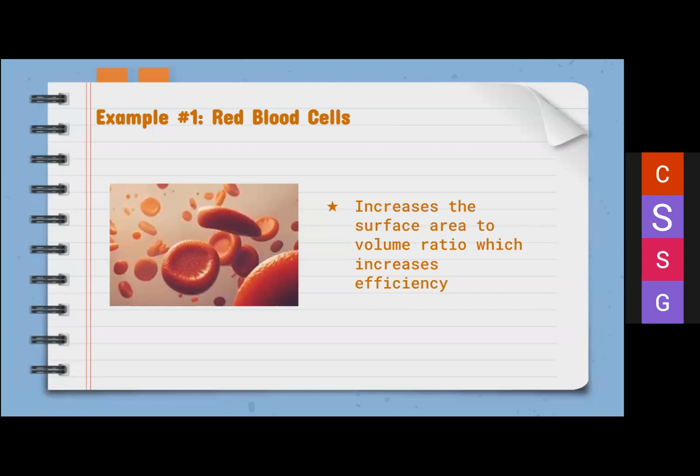One example of the cytoskeleton maintaining cell shape is in red blood cells. As you can see in the picture, the red blood cells are in a disc-like shape, which is due to the cytoskeleton. The cytoskeleton actually increases the surface area to volume ratio, which increases the efficiency of the red blood cell. Without the cytoskeleton, the shape of the red blood cell would be completely different, and the red blood cells would not be able to effectively carry oxygen to all the parts of our body.